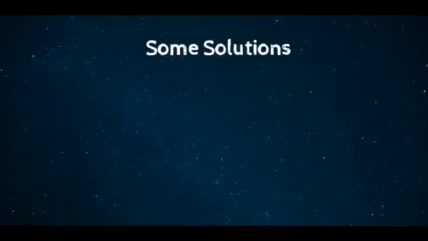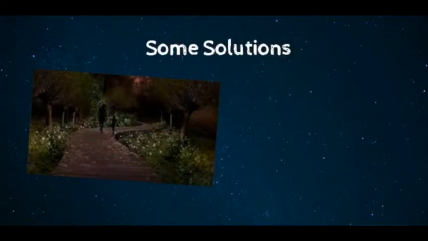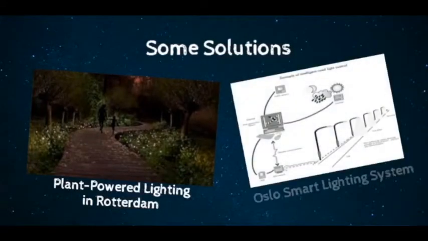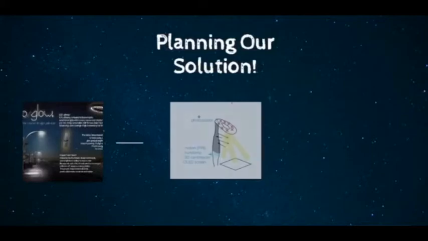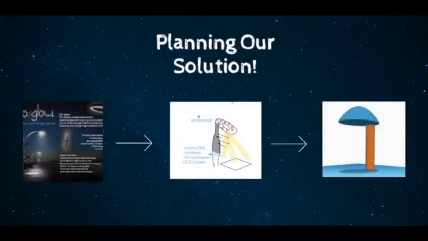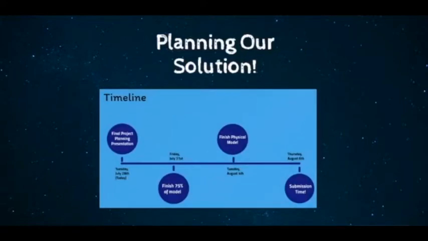We also looked at some solutions to give us some ideas for our own model, so we found stuff like plant-powered lighting and smart lighting systems. When planning, we were inspired by a ring light design that we found, so we decided to use it but add more shielding to it. We also assigned roles and deadlines to stay on track.